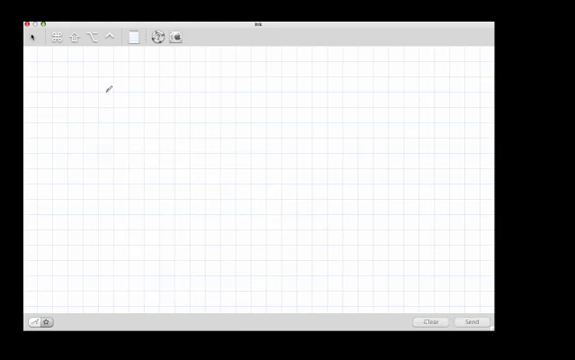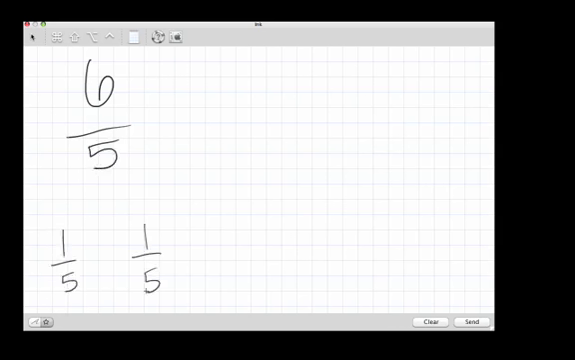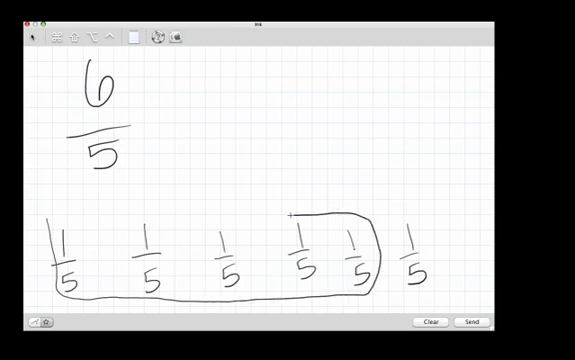Now, let's say you want to do the slightly shorter version of that. Let's say we have 6/5. Now, in the other way that we did it, that means that we organized our fifths and we had 6 of them. And we asked ourselves, all right, well, how many fifths to make a whole? 5. And what's left over? 1/5. So this is 1 1/5.